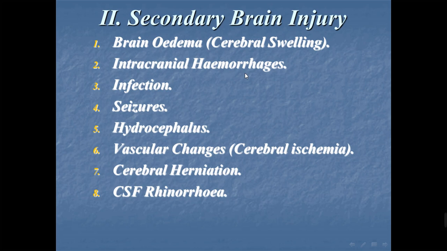The extradural is intracranial. The subdural is intracranial. Subarachnoid hemorrhage is also intracranial. Intraventricular hemorrhage is also intracranial, but also the intracerebral. But you must differentiate between intracerebral and intracranial. Infections of the brain, seizures, hydrocephalus, vascular changes like cerebral ischemia, cerebral herniations, and lastly, CSF rhinorrhea.